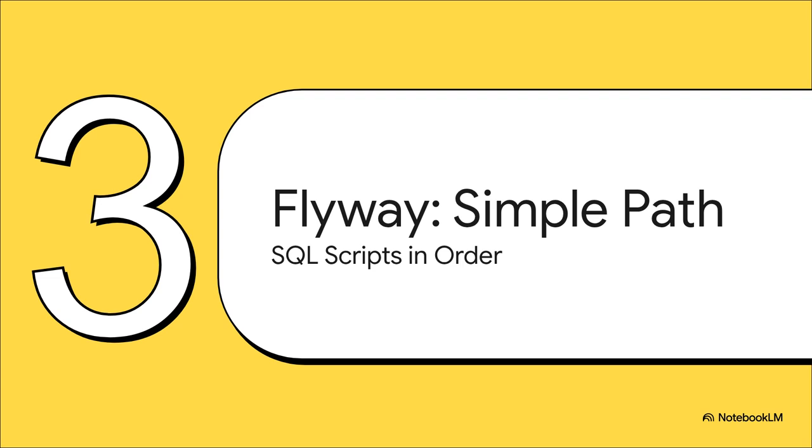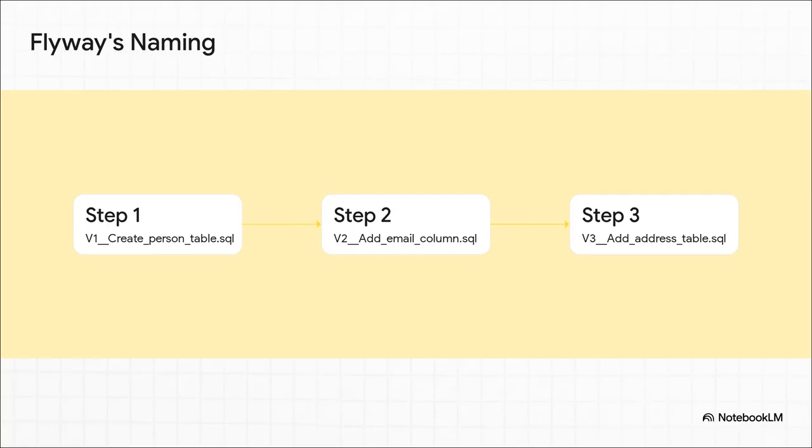So let's talk about our first contender, Flyway. Its whole philosophy is built on this idea of a simple, super straightforward path. All it does is run plain old SQL scripts in a very predictable order. At its core, Flyway's approach is what we call imperative. You, the developer, you just write normal SQL files. The magic? It's all in the file name. Flyway scans a folder, it sees the V for version, the number, the double underscore, and it knows exactly what order to run everything in.